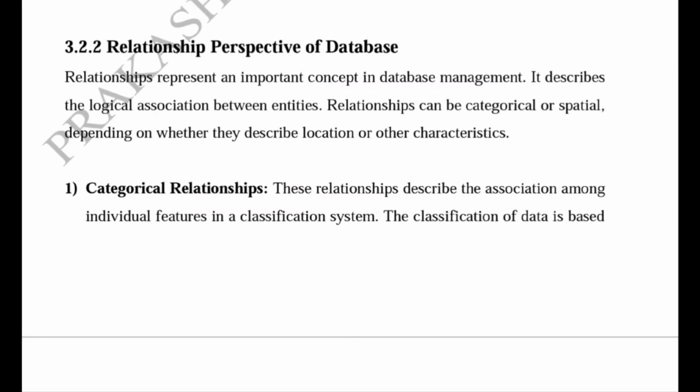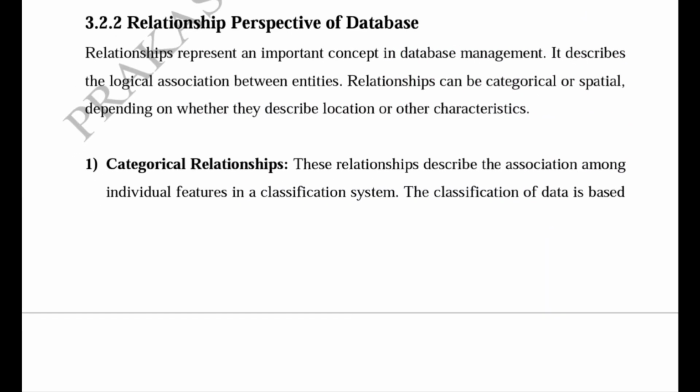As we know, data stored in the database has some relationship between each other, and their logic is the same as in the real world. So relationship is an important concept in database management, because it must be the same. It describes the logical association between the entities. A relationship can be categorical or spatial. A spatial relationship will have some coordinate information, or their size and shape. But the categorical relationship is classification based, meaning the data changes continuously, or it represents continuous data.